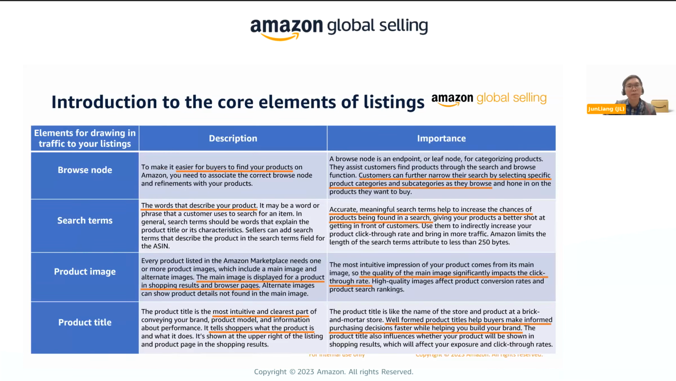Okay, the fourth one is the product title. This is typically the most intuitive and clearest part, the first thing that the customer sees. It tells the customer or your shopper what the product is about. A well-formed product title really helps your buyer make informed purchasing decisions faster, and it will also affect your click-through rate and exposure as well.